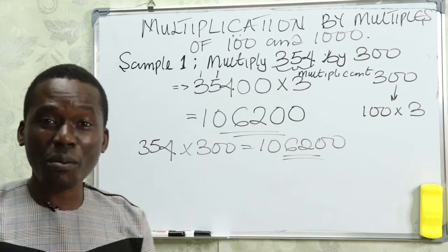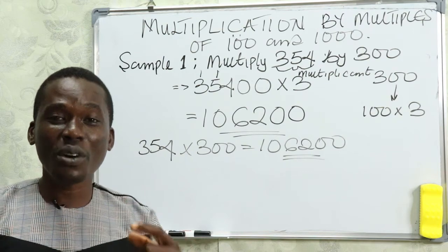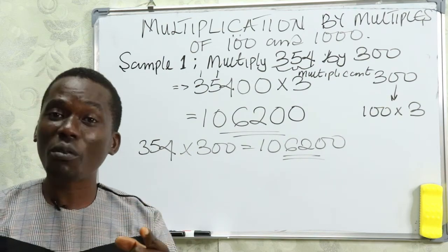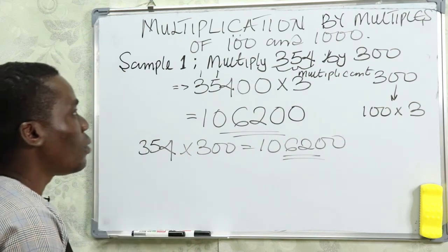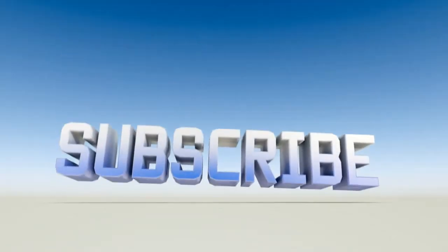Now with the second sample, I'm going to show you how you can also go about doing this. The second sample is going to be a sample on the multiples of 1000. Now let's look at sample 2.